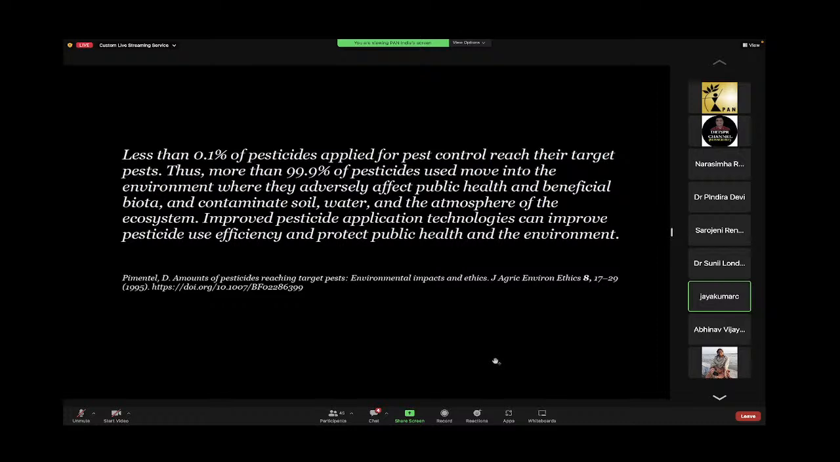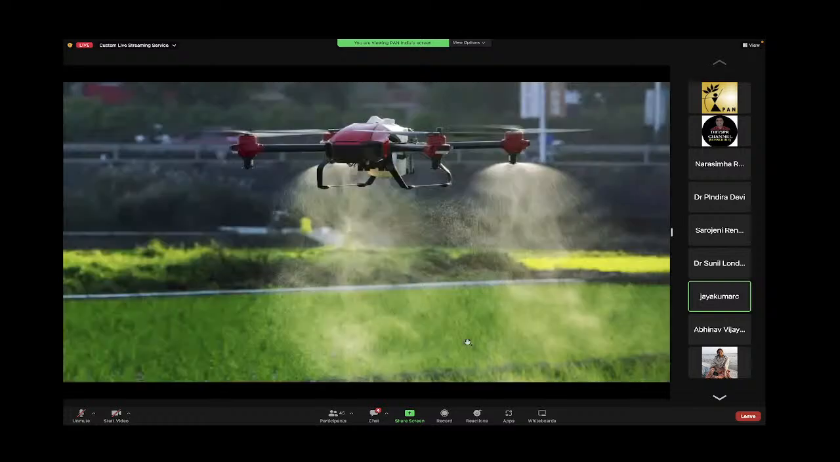So it caused damage to public health. It kills the beneficial biota. It contaminates the soil, water, and I don't want to get into details because my previous speakers already went into that. Next, please.